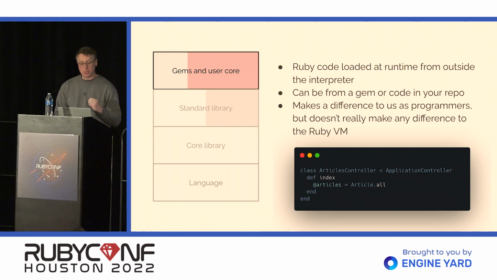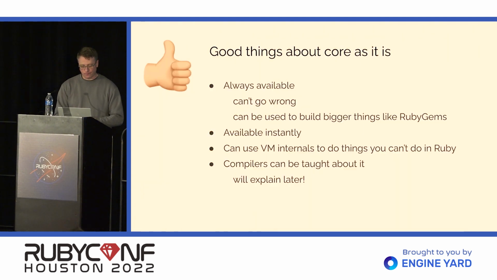And sometimes gems and user code are written in C as well, right? A gem like Nokogiri or like OpenSSL, there's a lot of C code there. So it can still include C code, but it's required at runtime.